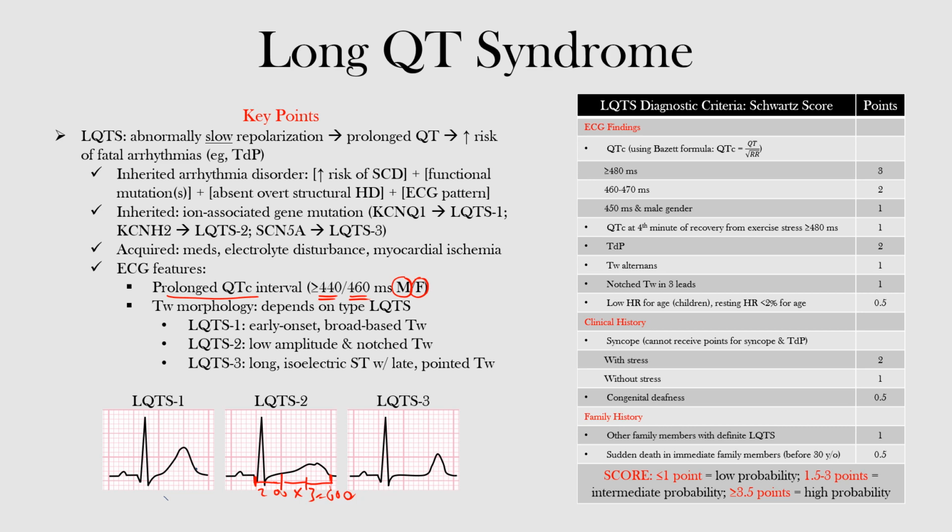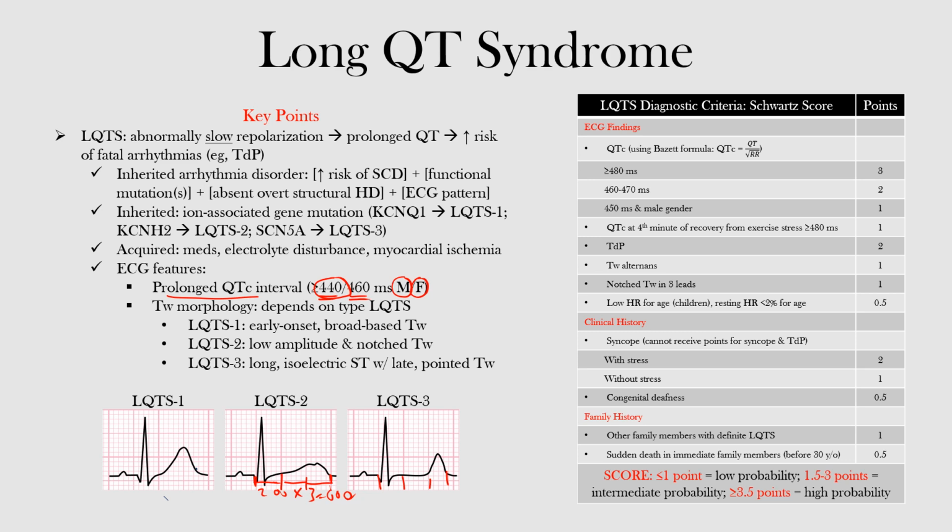And you can see the same thing here, from this one to the end of that. There's 5 here, 10, and a little more. You should know that 11 small boxes would be 440 milliseconds, and that's that male upper threshold. So hopefully that makes sense. And that's the hallmark, the main thing is that prolonged QTc interval.